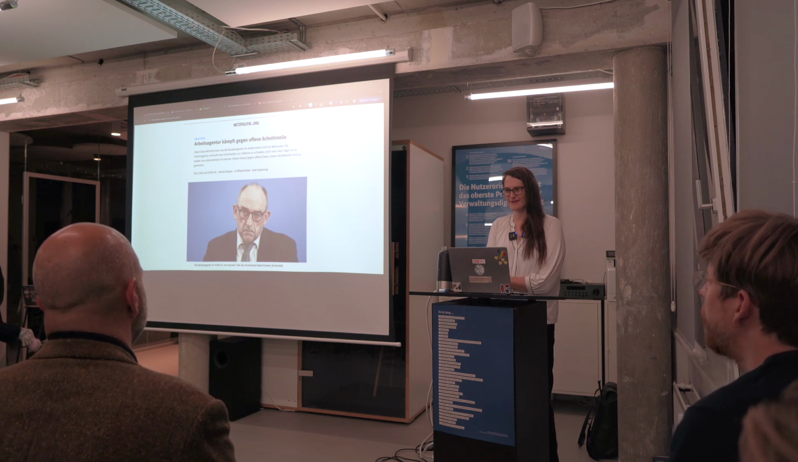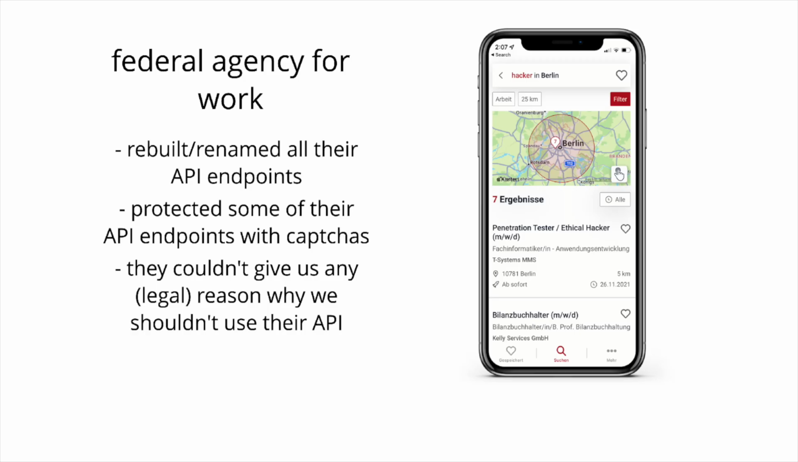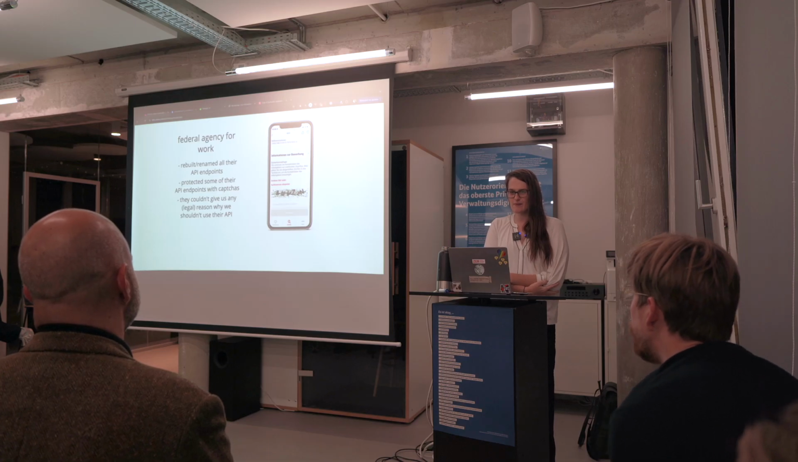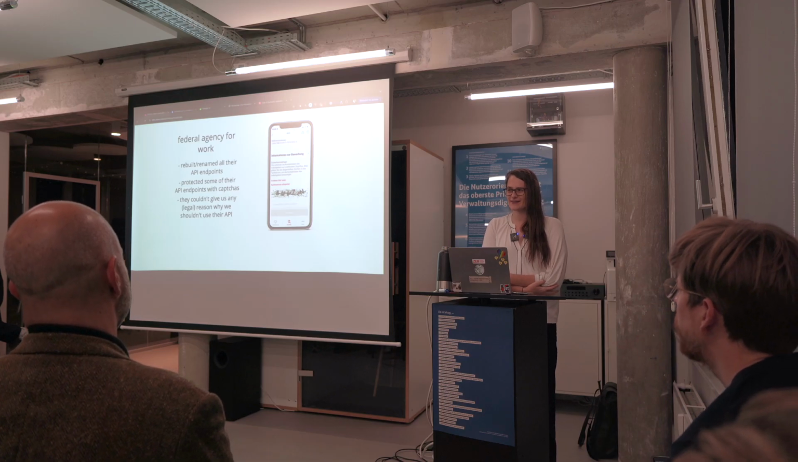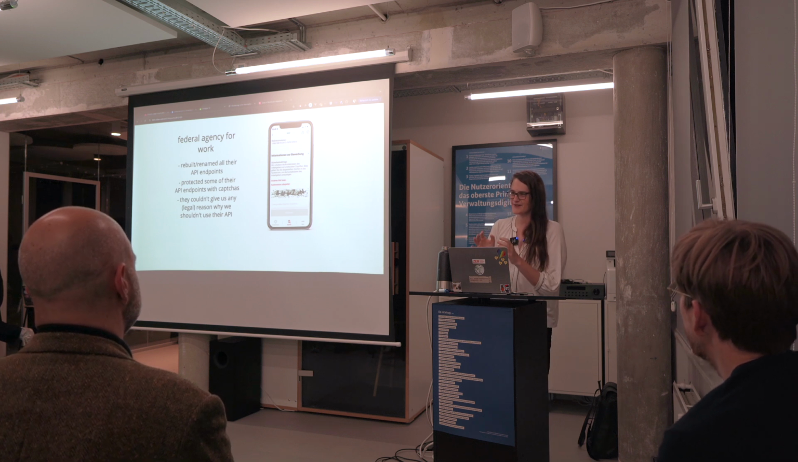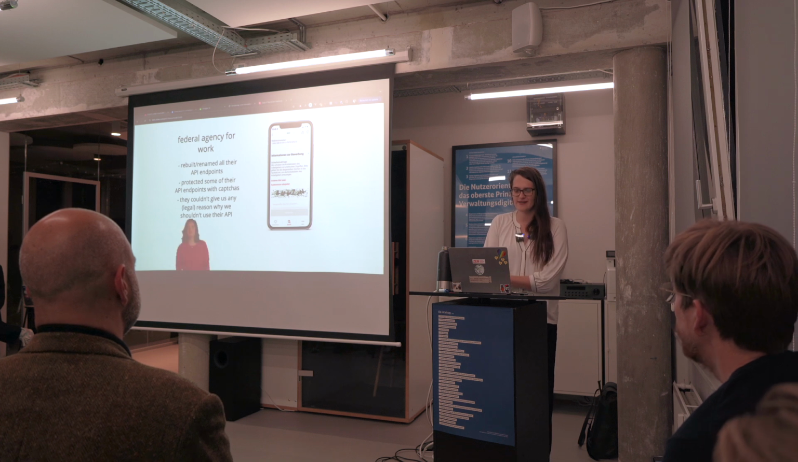When they first figured out that we document their API, they rebuilt and renamed all the API endpoints within weeks. They started using CAPTCHA inside their apps, so that when you want to see an entry from their data set, you need to at least one time write in this CAPTCHA. And we asked them why they are doing that, and they couldn't give us any legal reason, but they just didn't want that anybody uses their data treasure. Because I think they tried to sell it via some weird ways.